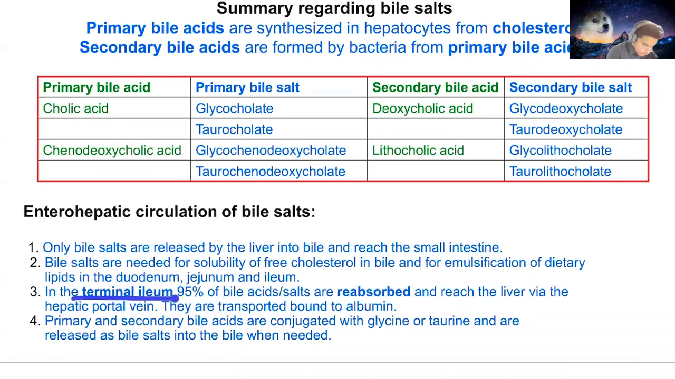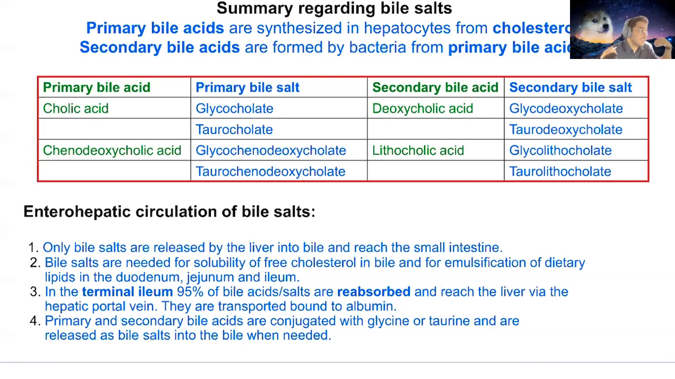So terminal ileum, right? That's when you do most of the reabsorption. So if there's any sort of ileocecal issue, then this part gets messed up, okay? That reabsorption gets messed up. So you're going to find increased levels of bile acids and salts in your fecal matter, okay?